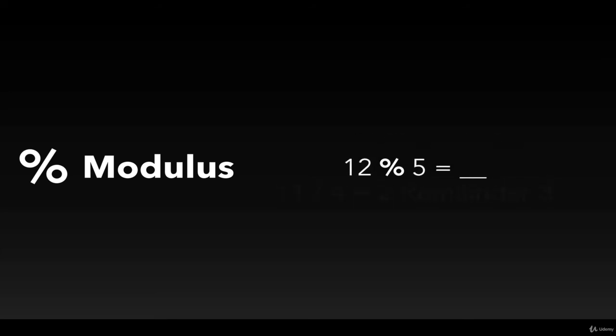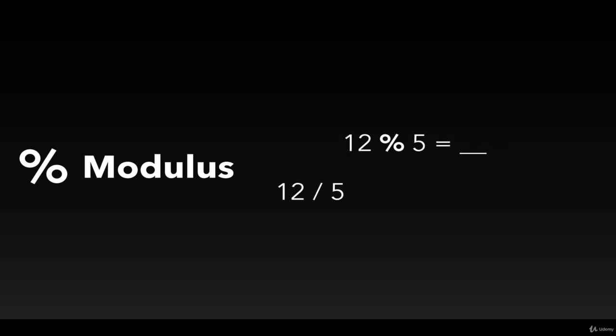All right, one more little quiz. 12 mod 5. So how many times does 5 go into 12? It goes in 2 times with a remainder of 2. Yep, 5 times 2 is 10. That gives us 12 minus 10, which is 2. So that's the end of the math review.